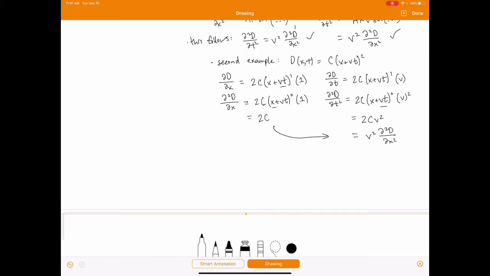Okay, so this follows the wave equation also, because the second derivative with respect to time is equal to v squared times the second derivative with respect to position. So this solves the wave equation. Yes, this is a solution to the wave equation.